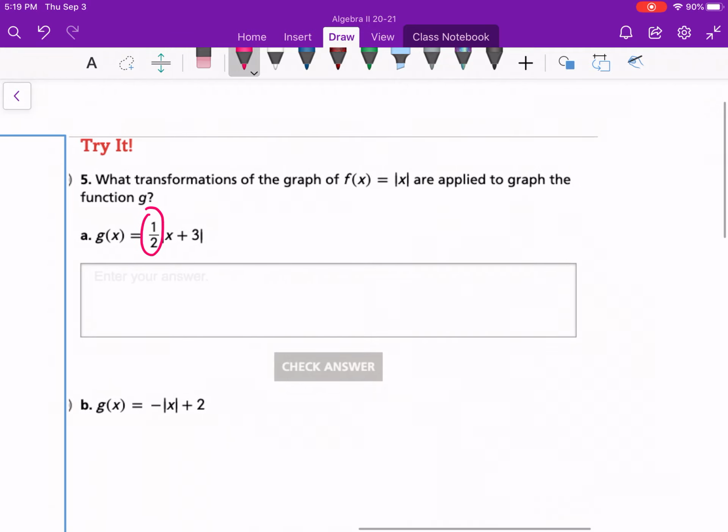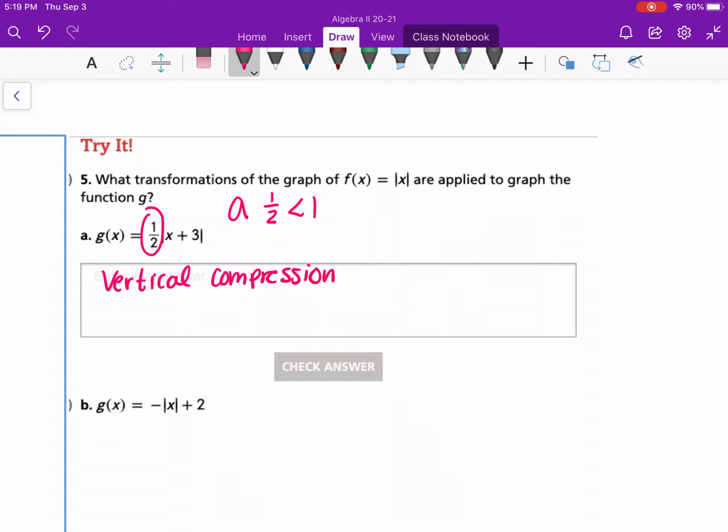So I'm going to come over here and I'm going to ask myself, okay, A is 1/2, and that is definitely less than 1. So I'm going to say it is a vertical compression of 1/2. And then it looks like I've got some sort of container. So my container this time is absolute value bars, something that separates the stuff that's inside with the x from what's outside with the x. And I have a +3.